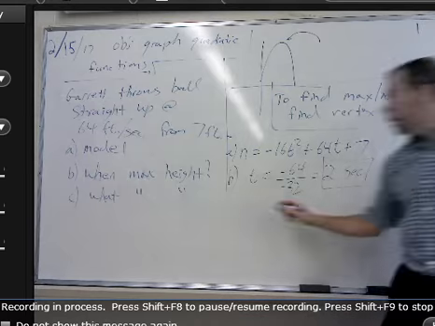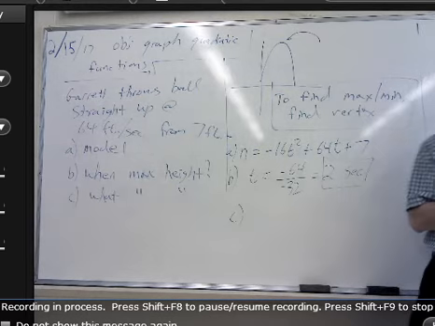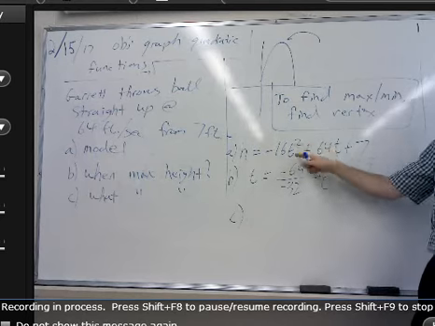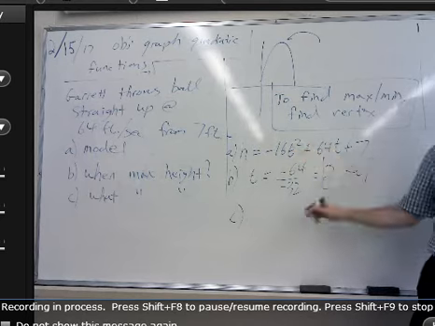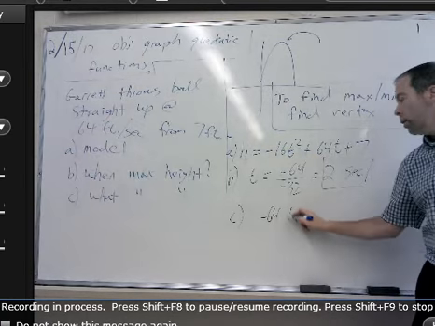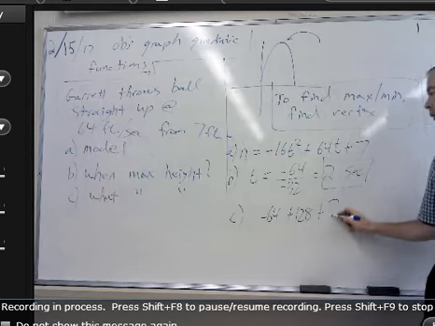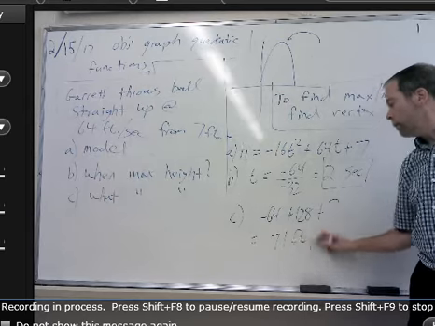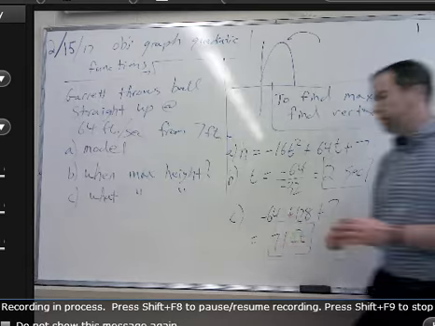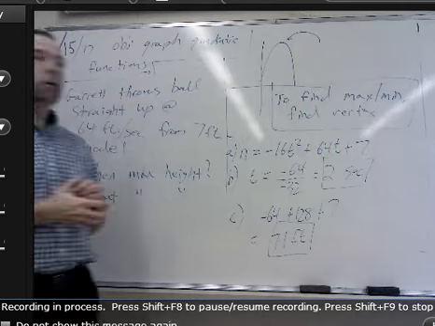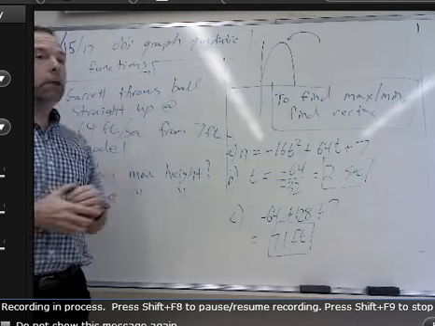Pretty quick. Part C. What is the maximum height? Well, plug 2 into here and we'll find out. 2 squared is 4, times negative 16 is negative 64. 2 times 64 is 128, plus 7, or 71 feet. That's it. So 71 feet is not terribly high, because 64 feet per second is not terribly fast.